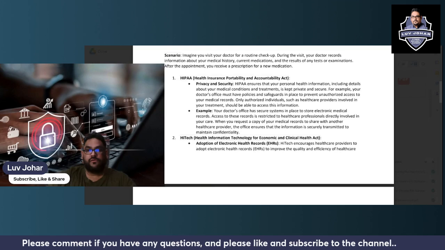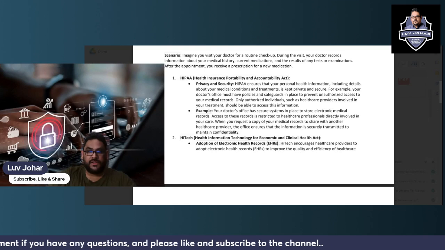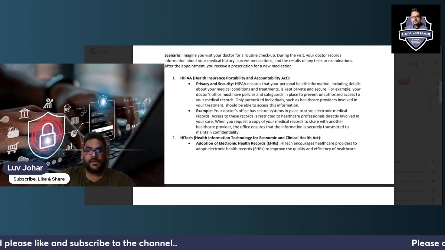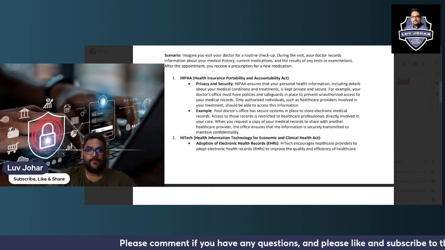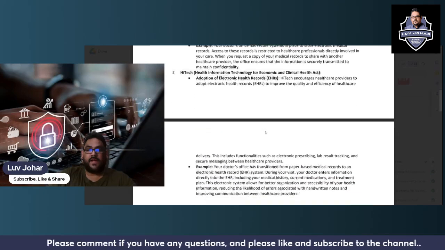Okay, so when you request a copy of your medical records to share with another healthcare provider, the office ensures that the information is securely transmitted to maintain confidentiality. So this is how HIPAA acts in this case, when you visit a doctor. Now, what is the role of HITECH here?